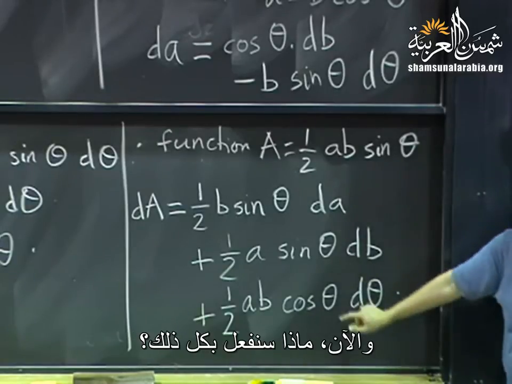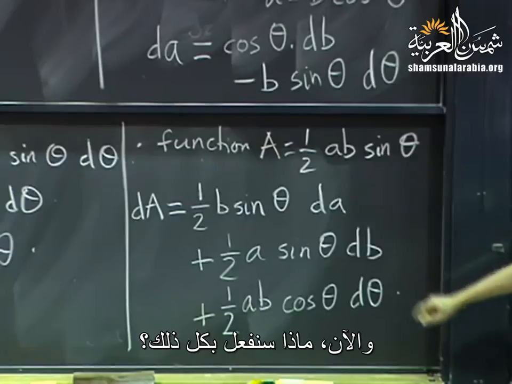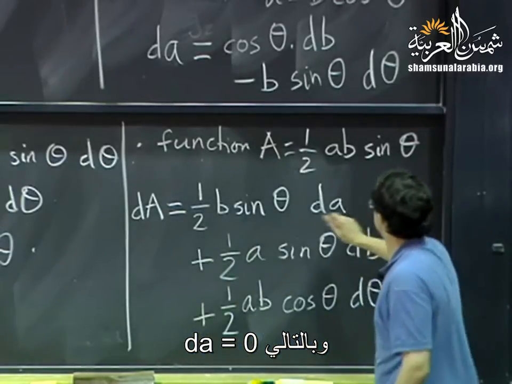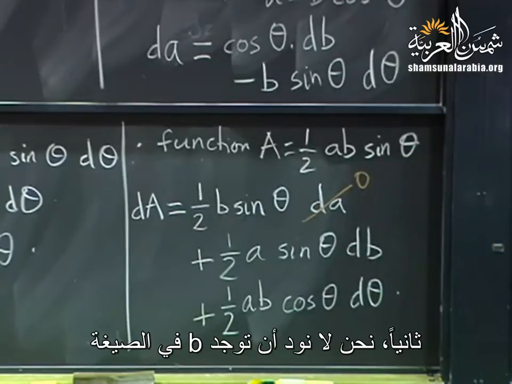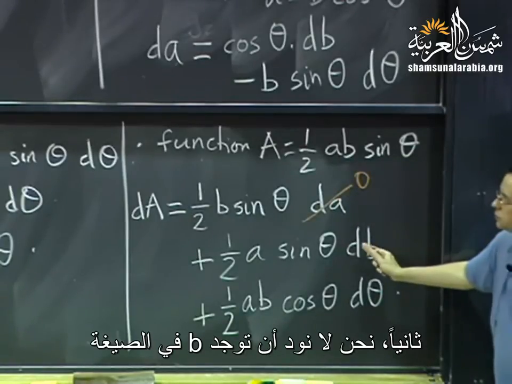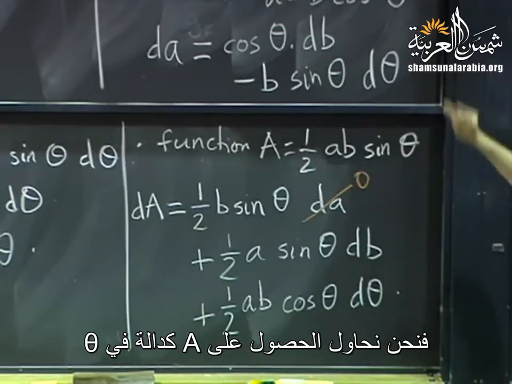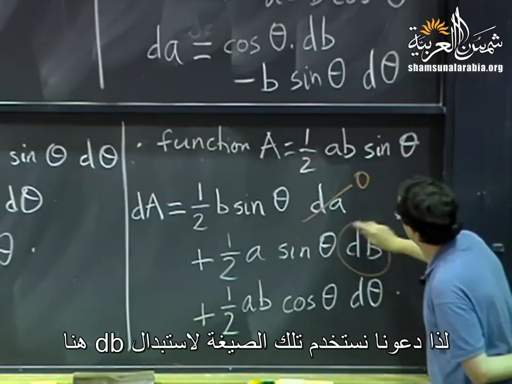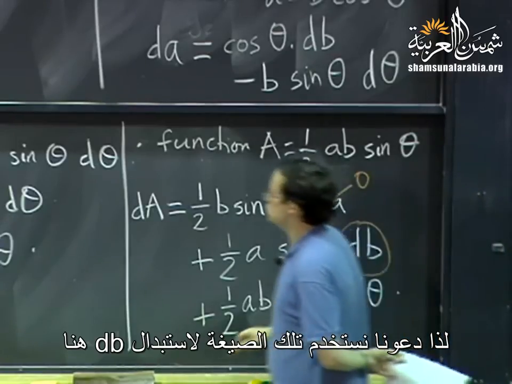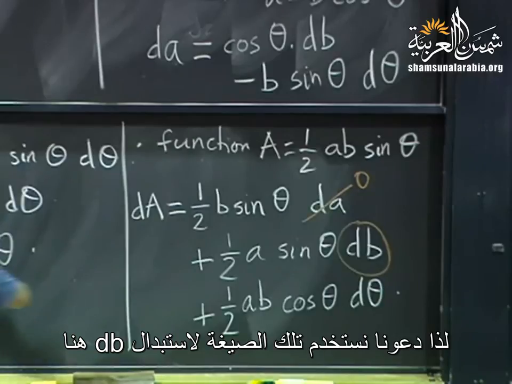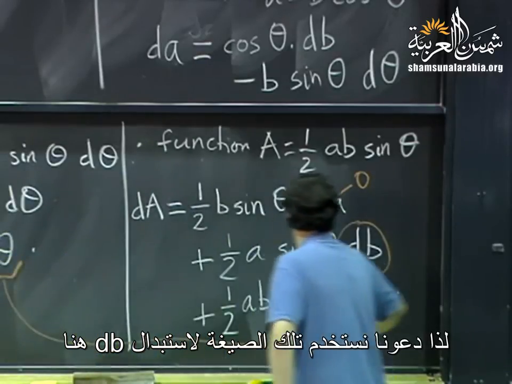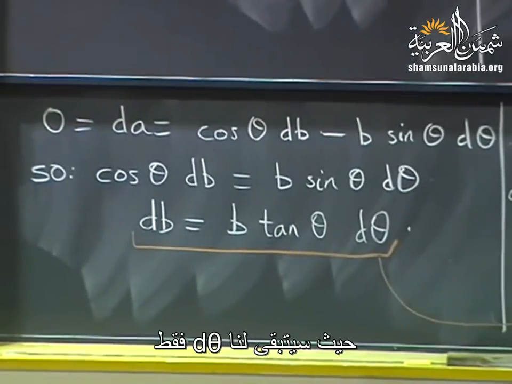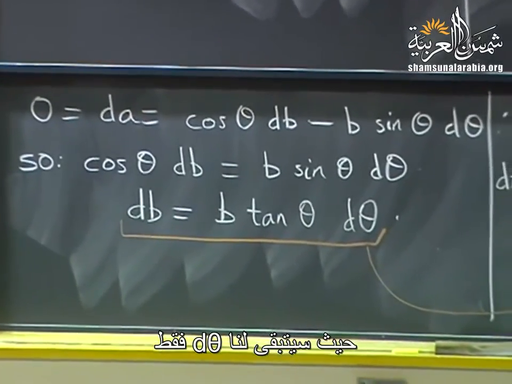Okay? But now what do I do with that? Well, first I said a is constant, so dA is 0. Second, actually we don't like b at all, right? We want to view A as a function of theta. So maybe we actually want to use this formula for dB that we found in here. Okay, and then we'll be left only with d thetas, which is what we want.